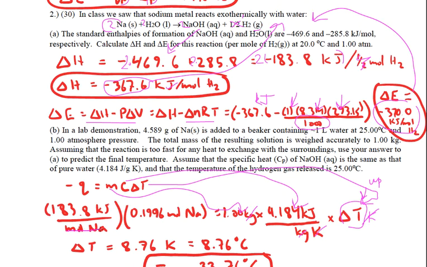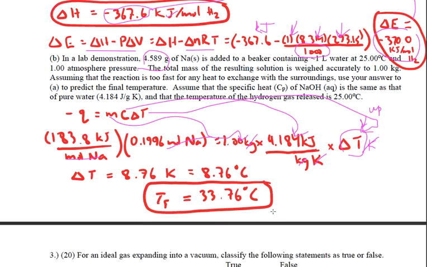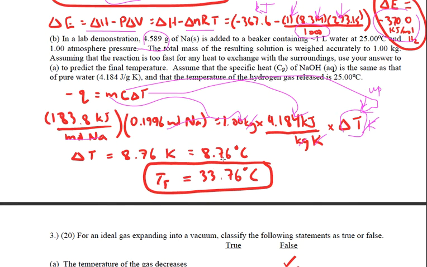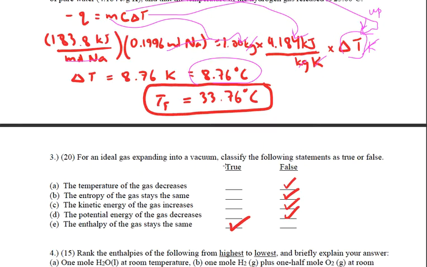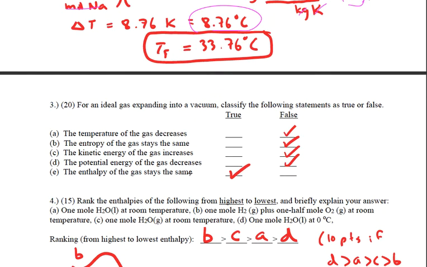So we need to get rid of moles. How do we do that? Well, we multiply by the number of moles of sodium, and you can use standard conversions to go from grams to the number of moles of sodium. So now the two sides have the same units. The left is kilojoules, the right is kilojoules, and then you just solve for delta T. Then you get T final by adding delta T to T initial, adding it to the 25, and you end up with your 33.76.